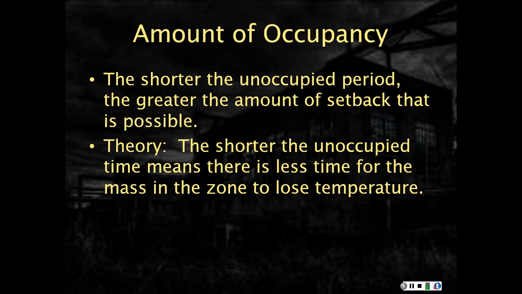So first of all, the amount of occupancy. The shorter the unoccupied period, the greater the amount of setback that I can use. The reason for that is I'm not going to be unoccupied for that long a time. If I'm only unoccupied for a single shift, I can let the air temperature float farther. In other words, I can set the air temperature back farther and still not risk losing a ton of heat off my mass. Again, the shorter the unoccupied time means there's less time for the mass in the zone to lose temperature. Easier to recover air temperature than mass.